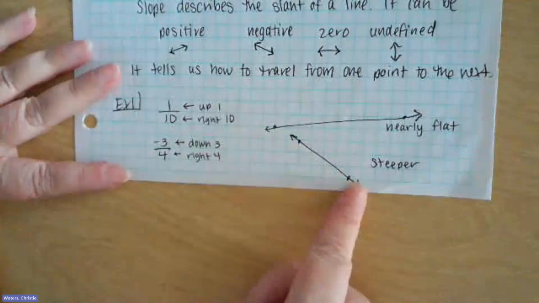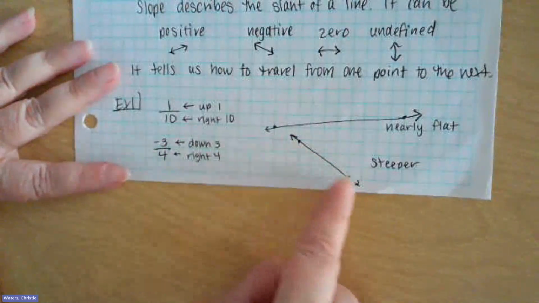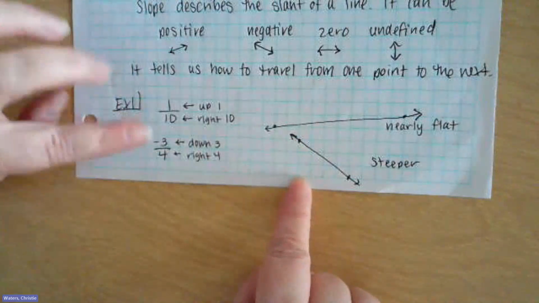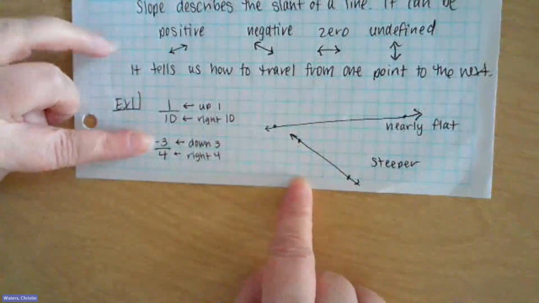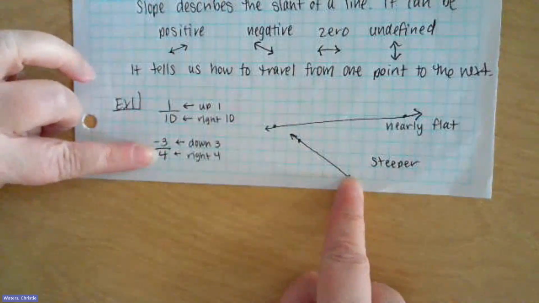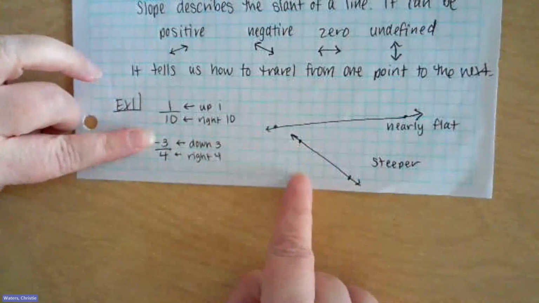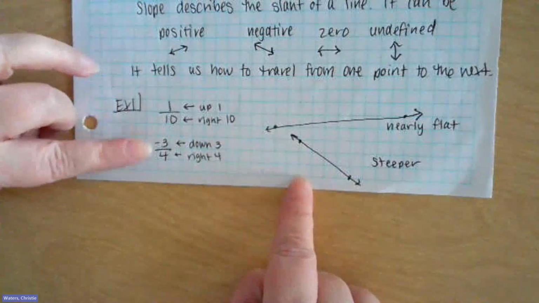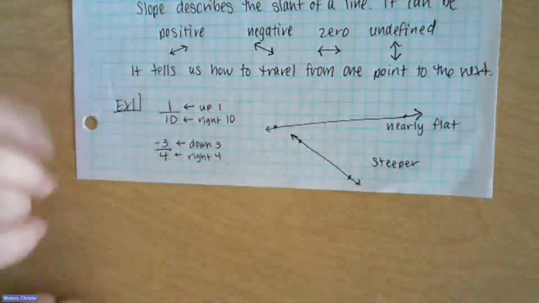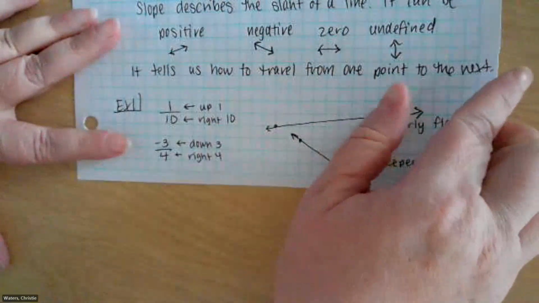Now here's a line that's a little bit steeper. So to go from left to right, from this point to this point, I have to go down 3. So this time I've given it a negative sign. And I have to go right 4. So my run is positive 4. So again, my rise is negative 3 because I didn't really rise. I dropped or I fell. And then my run, I'm still going to the right. So that's going to be positive.